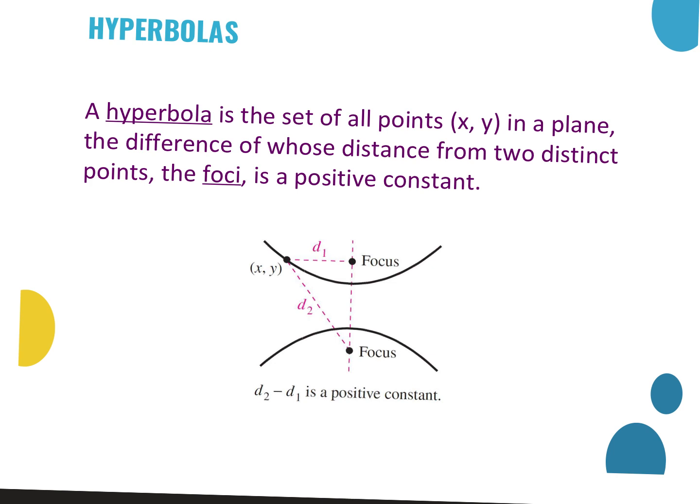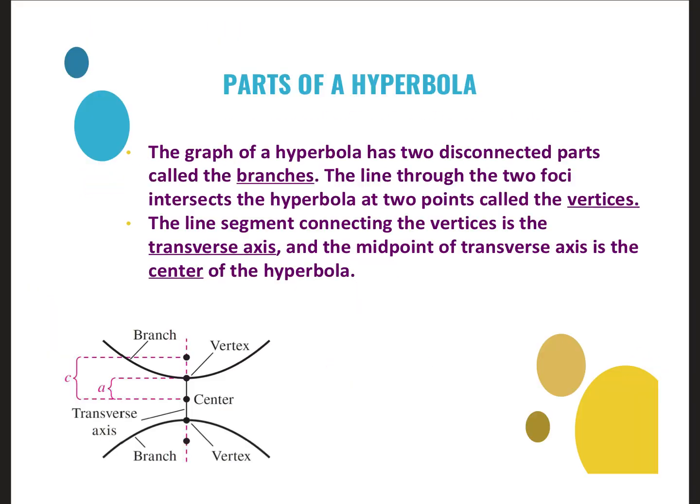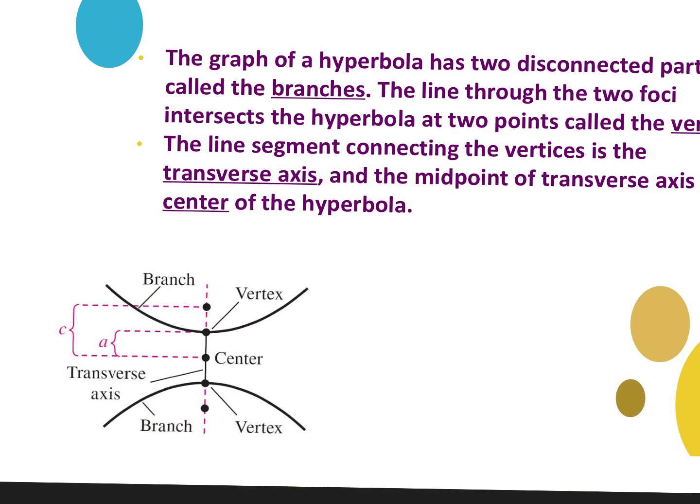All right, look at what direction they open towards. They open towards the what? Towards the focus. Same thing that we've been talking about. It opens towards the focus. All right, so let's look at these a little bit. These are called branches. The two parabola-looking things, those are called the branches.